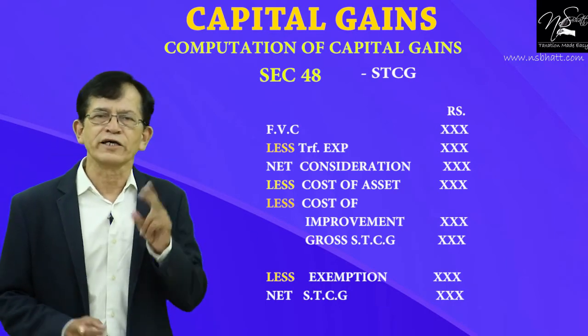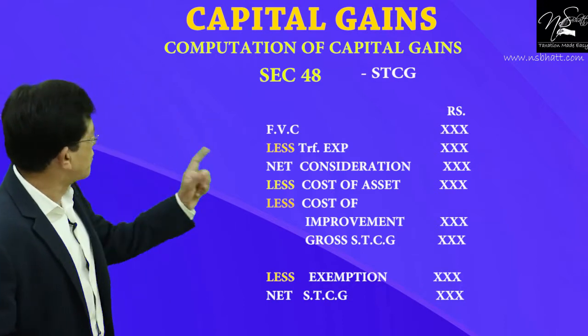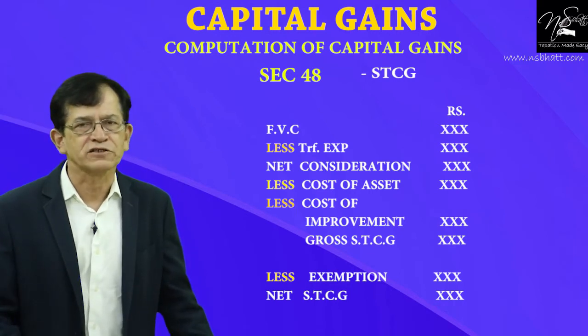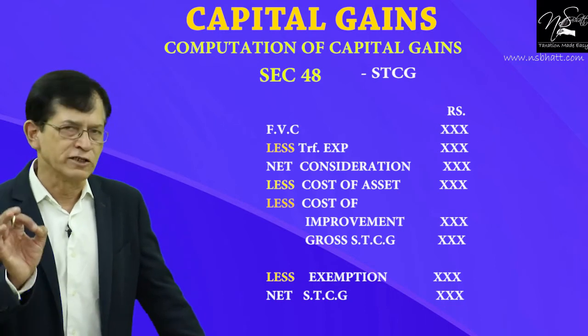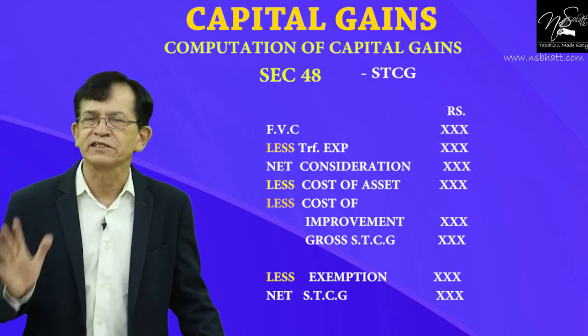So my first two items are the full value of consideration, and from that you minus the transfer expense. So once again you get consideration, but that will not be called full value. It will be called by the word net consideration. And it is net consideration.